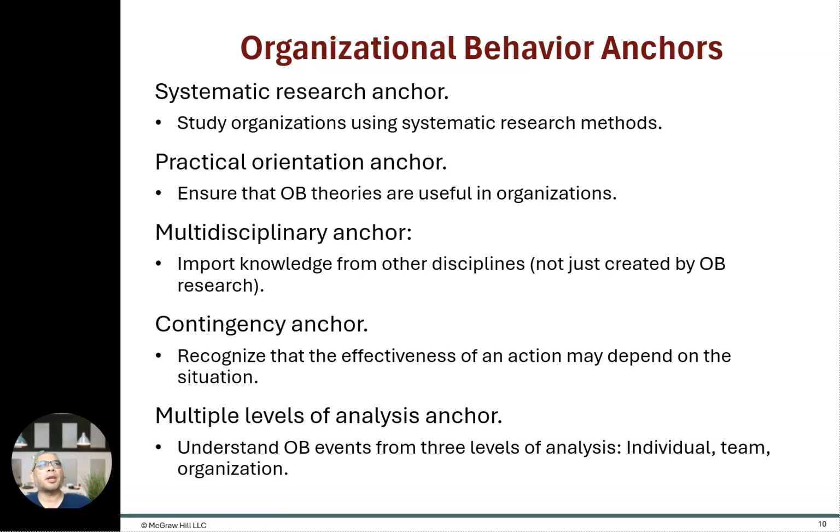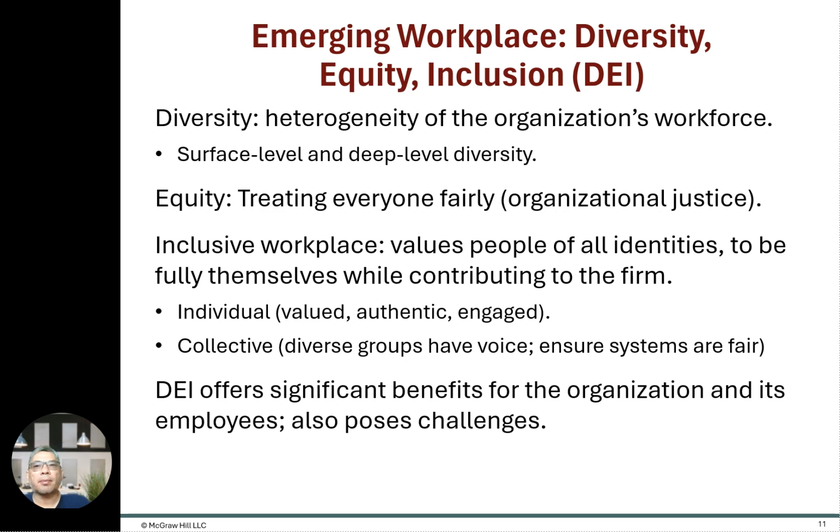What is a systematic research anchor? The study of the organization using systematic research methods. Practical-oriented anchor: it ensures that OB is useful in organizations. Multidisciplinary anchor: important knowledge from other disciplines, not just created by OB. Contingency anchor recognizes that the effectiveness of an action may depend on the situation. Multiple levels of analysis anchor: understand OB events from three levels of analysis, such as individual, team, and organization.